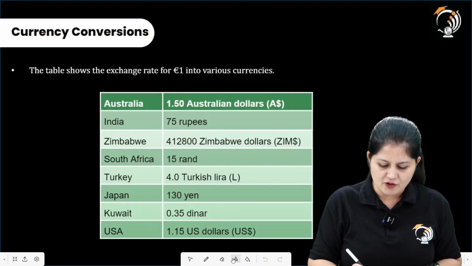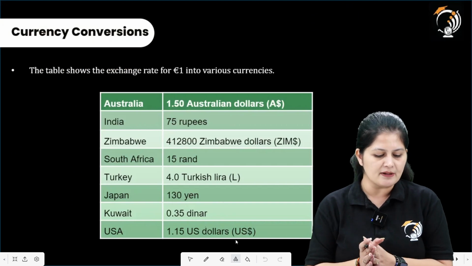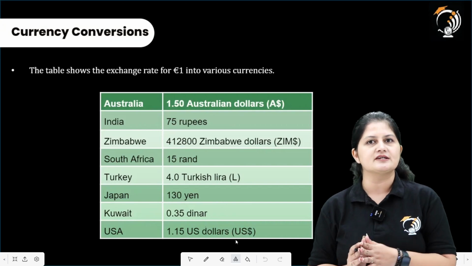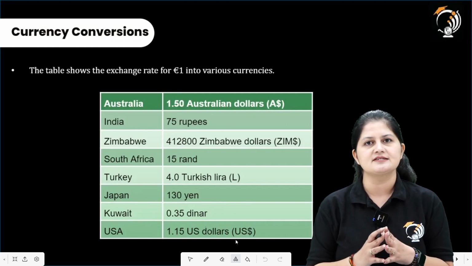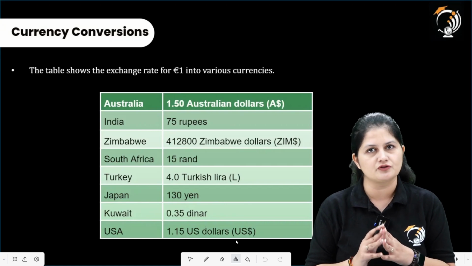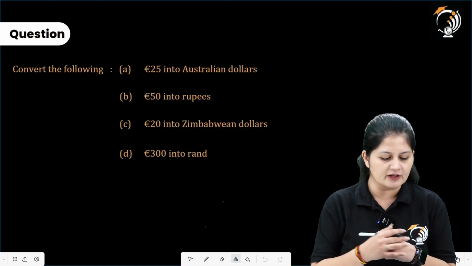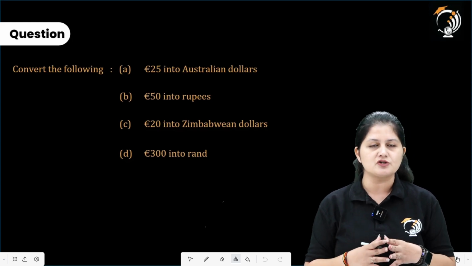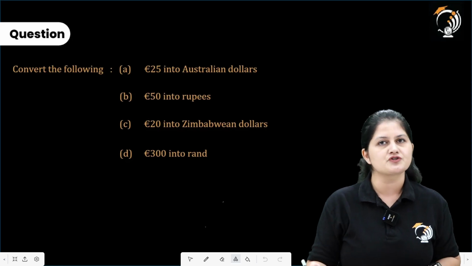So here you can see a table that shows the exchange rates for 1 euro into the various currencies. So these are the currencies, the conversions that we are going to use here. Moving forward, let's have some questions, which say that we need to convert 25 euros into Australian dollars.